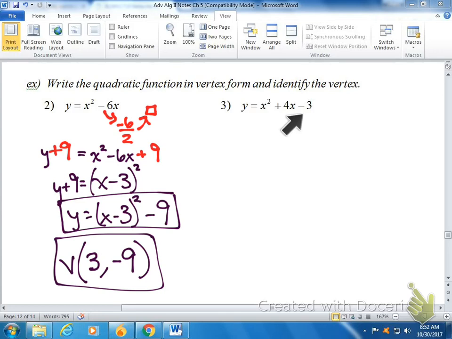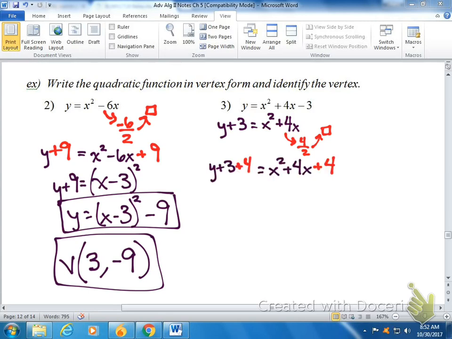In this case, I actually do have a constant. So let's move the constant to the other side, because notice how I have a coefficient of 1. Now we're going to have to figure out 4 divided by 2 and then squared. We're looking at 4. Clean up the left side. Rewrite the right side. And get it in vertex form.